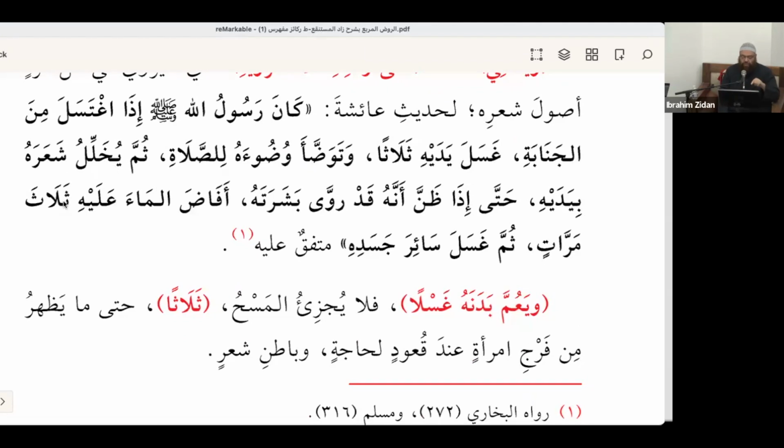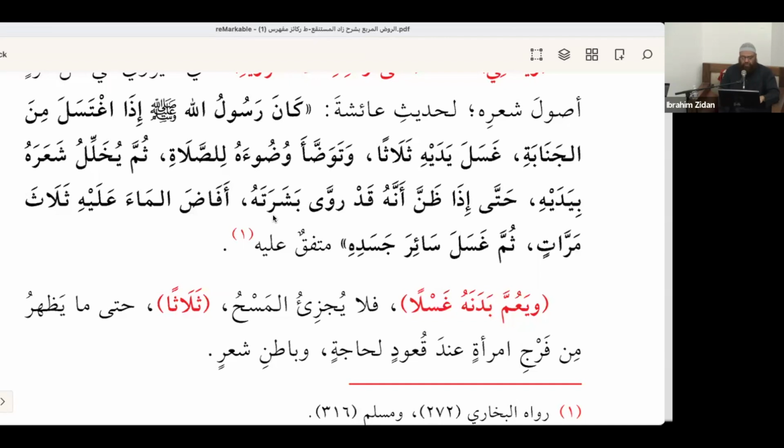حتى إذا ظن أنه قد روى بشرته, till he thinks that he had wetted the bashara, which is the skin of the head, basically not the hair but the bottom of it, till he thinks that he had made it wet with water. أفاض الماء عليه 3 مرات, then he would pour water on himself 3 times. ثم غسل سائر جسده, then he would wash the rest of his body. And the hadith is متفق عليه.